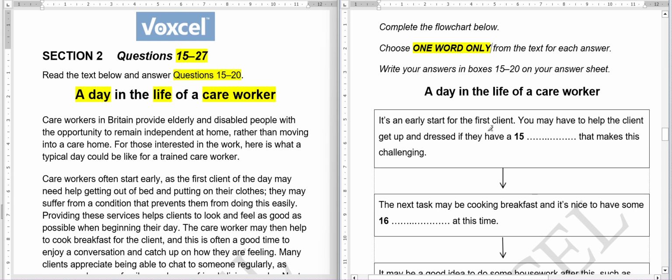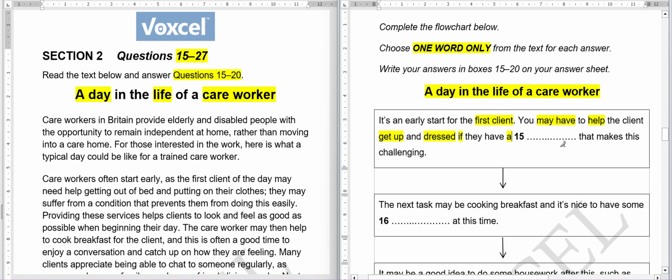Let's read the question first. A day in the life of a care worker. Obviously, this is the title of the passage itself. It's an early start for the first client. So we are talking about the first client. You may have to help the client get up and dressed if they have a dash that makes this challenging. So the question is saying that it's possible that you have to help the client get up, basically from their bed, and get dressed if they have a. So there is a condition.